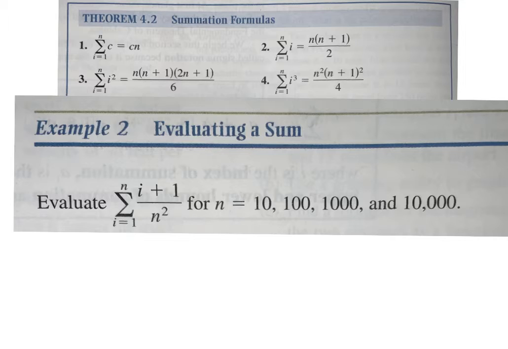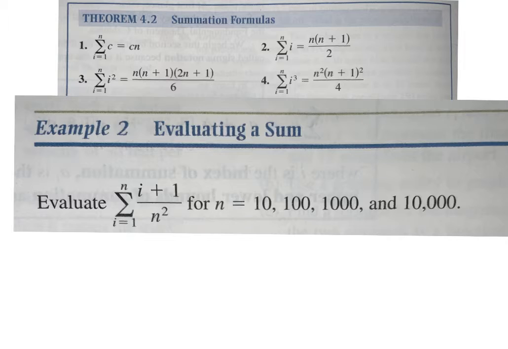And then 4 reminds me of 2. i cubed actually reminds me of 2. It's just n squared times n plus 1 squared, and then 2 squared on the bottom, 4 on the bottom. So it's like you take i and you square each piece. Isn't that what it looks like? So i and i cubed are very similar. The one that's kind of off on its own is i squared. So let's see how this works.